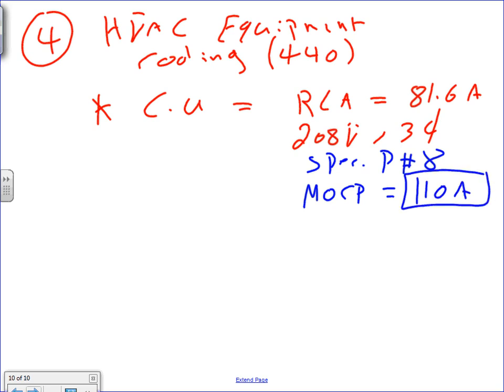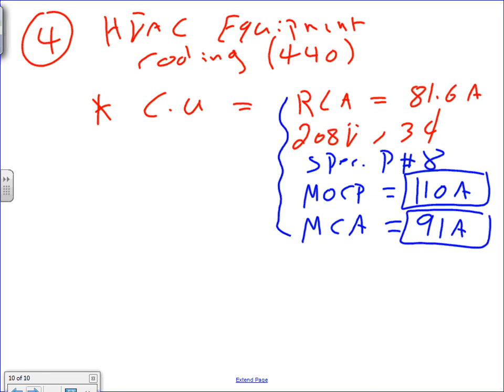And minimum circuit ampacity is 91 amps. All this info here is given. All this info is given about the equipment. You don't mess with it, given.